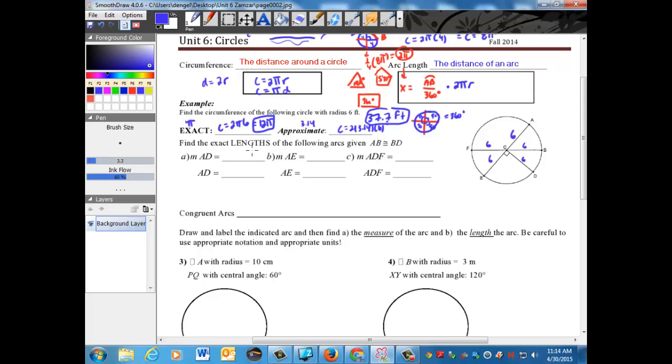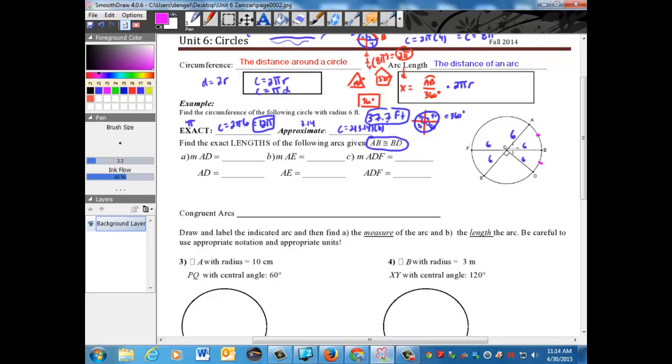All right, find the exact lengths in the following arcs given that AB is congruent and equal to BD. All right, well, this is a huge piece of information. This is huge, and without it, we wouldn't be able to solve this problem. So they're saying that AB is congruent and equal to BD.